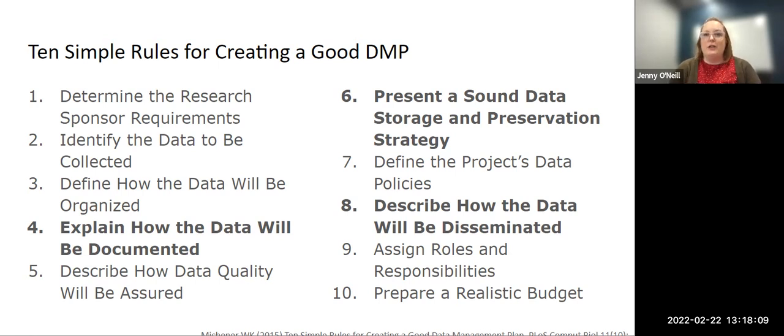That will very much depend on the type of research that you're doing. But however you're doing that, just note that down in your data management plan. And that speaks very much to the integrity of the data that you're producing and the quality of the data as well. You want to think about the project's data policies.